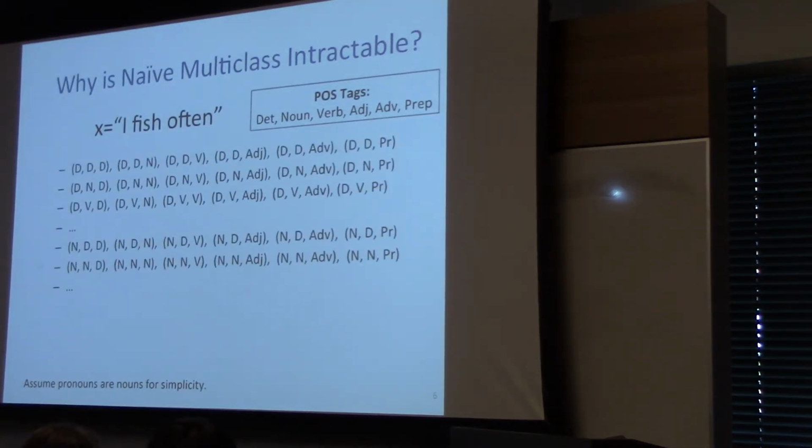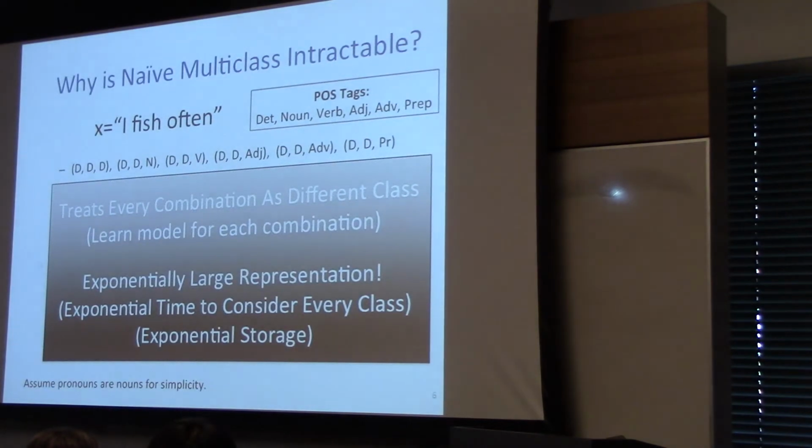The reason why naive multiclass is intractable is because it treats every different combination of tags as completely different. It has a completely different scoring rule for every different combination of classes. It has a scoring rule for determiner, and a scoring rule for determiner noun, when clearly, at least at an intuitive level, these two classes are somehow related to each other, but we're not modeling that at all. We're just modeling them in a completely unstructured way.